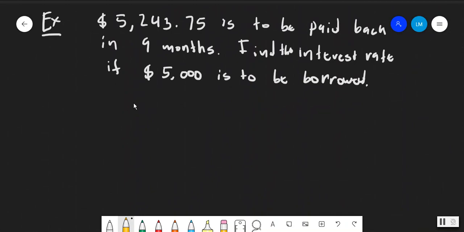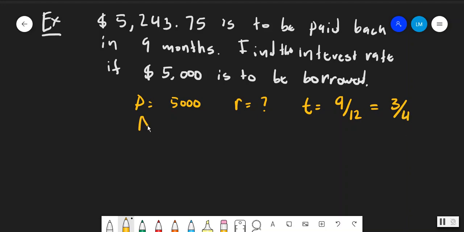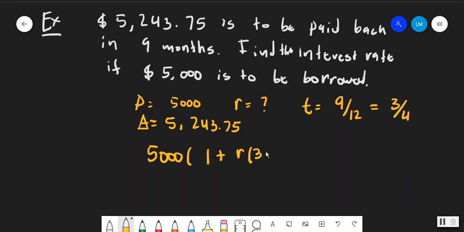Okay, so we know that P is equal to 5,000. We know that R is actually unknown. T is actually 9 out of 12, which if you want, that's equal to 3 out of 4. You can do that. Now, A is equal to $5,243.75. Okay, so that means that we have 5,000 multiplied by 1 plus R times 3/4 equals $5,243.75.